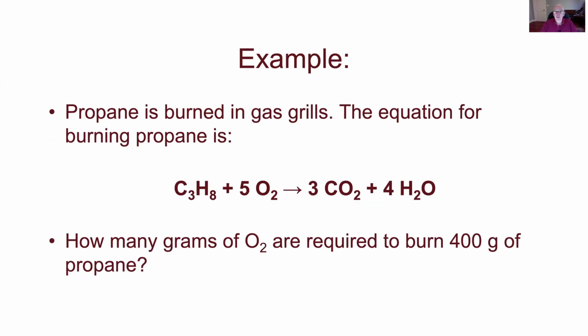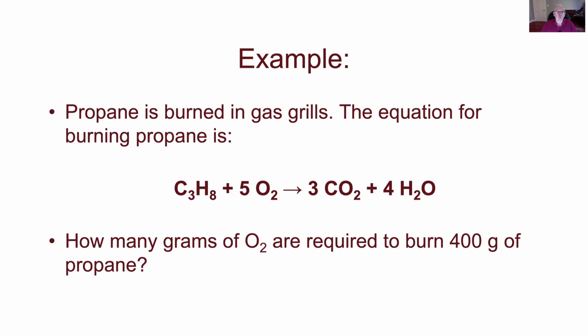All right, here's a relatively simple example. This is kind of a textbookish sort of stoichiometry problem, I guess. It says propane is the fuel in most gas grills. It's also the fuel in the gas range in my house because I live outside of the city limits and there's no natural gas service here.